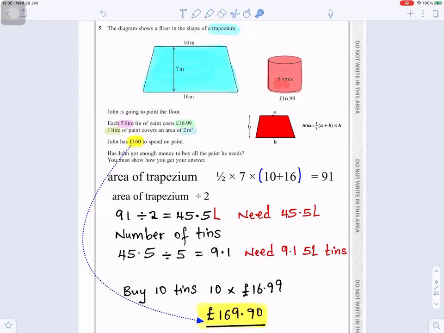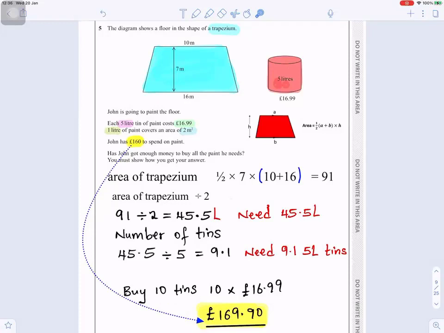Now, how many tins do we buy? We know that a 5-liter tin of paint costs £16.99. So we will do 45.5 divided by 5. That will give us 9.1. So we need 9.1 5-liter tins, but we cannot buy 0.1 of a tin. So we will have to buy a full tin and just use 0.1 of it. So that means we'll have to buy 10 tins.